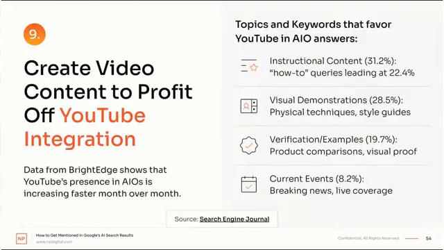Video was quickly becoming a top content type in AI overviews, especially through YouTube integration. And according to BrightEdge, YouTube's presence in AIOs is increasing faster and faster month over month. So if you're not creating videos yet, now's the time to start, as we mentioned. This is especially true for topics that favor YouTube and AIO answers, like how-to content, visual demos, and product comparisons. These formats dominate AI answers because they generally help users understand their queries faster and more visually.